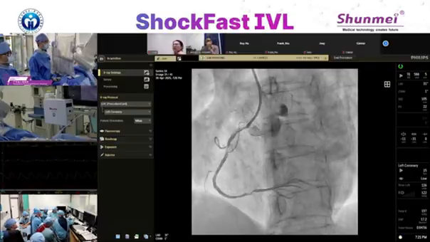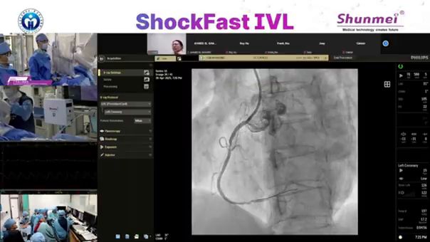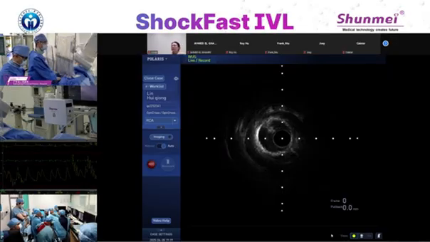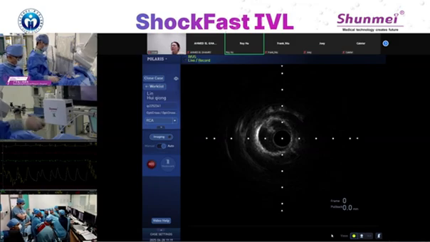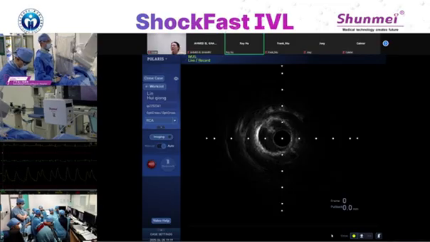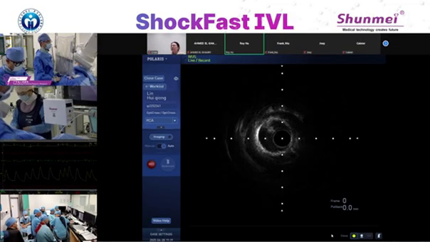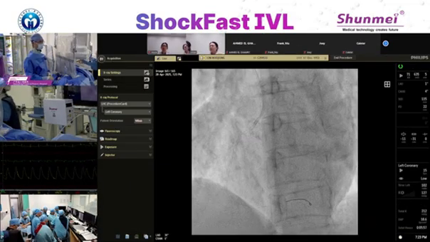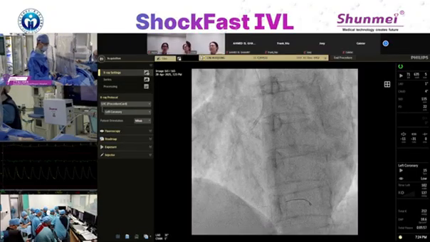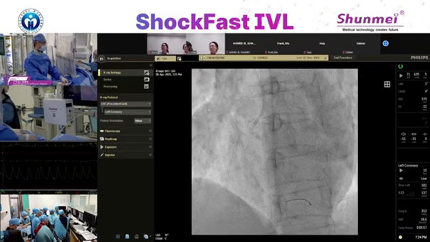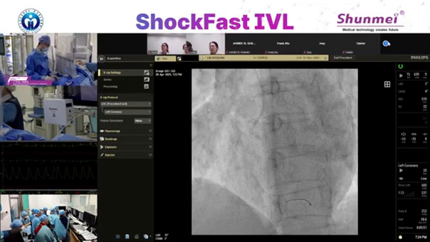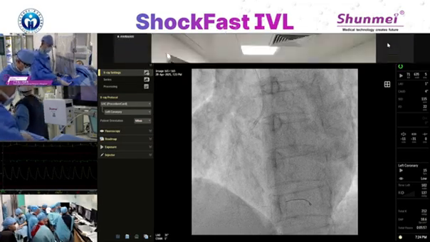Just the pressure is unstable. Now it comes up. We're going to use a 2.5 IVL balloon. So Dr. Yang is going to use a guide extension, Godzilla, along with a 2.5 IVL ShockFast balloon. I'll try to use the Godzilla to bail out.